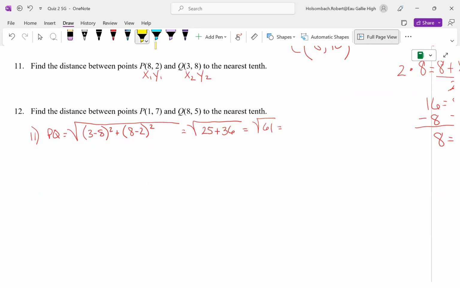And it says round to the nearest tenth. So 61 is sitting on my screen. I'm going to push the square root button. And then since I'm rounding to the nearest tenth, I can push second fix 1. And I'm going to get 7.8. So our PQ is equal to 7.8.